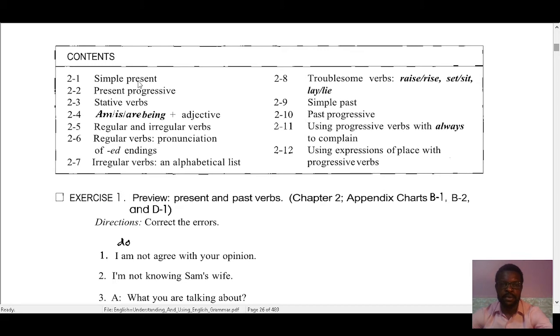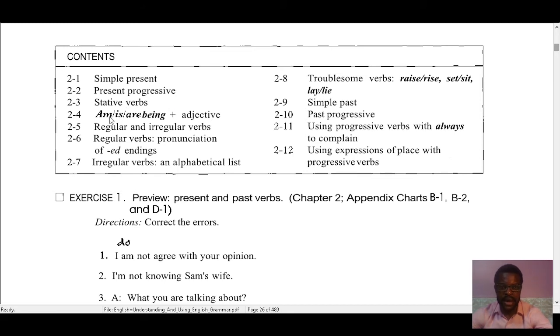So here we've got simple present. Remember your simple present tense. We'll have to talk about facts or things that are going to be true for a longer period of time. Then we've got our present progressive, which we also call present continuous tense. And we've got our stative verbs. You remember I taught you about stative verbs, the non-action verbs like believe, like belong, like agree, like love. Okay? So we'll be looking at all that.